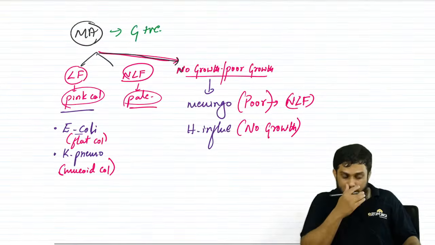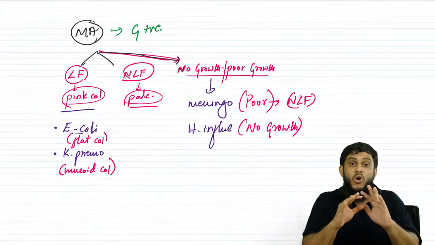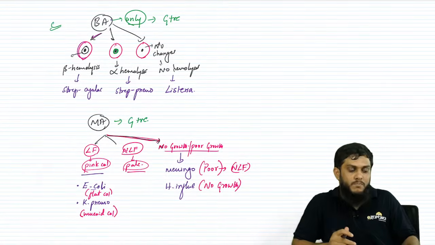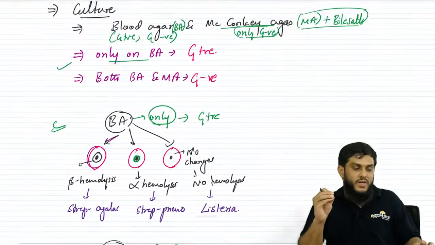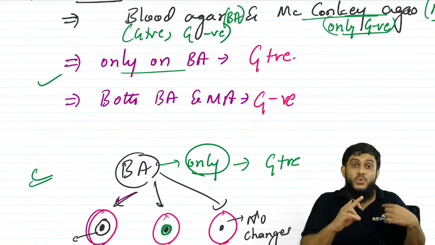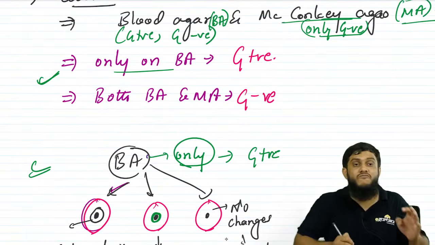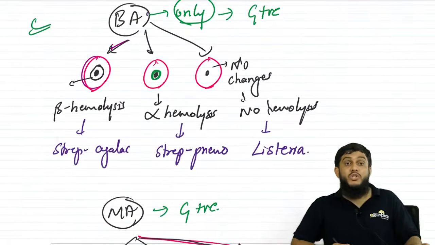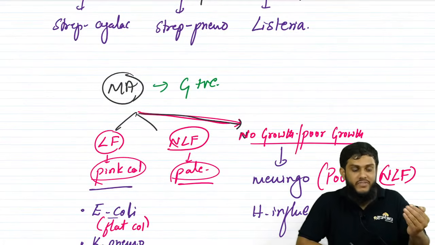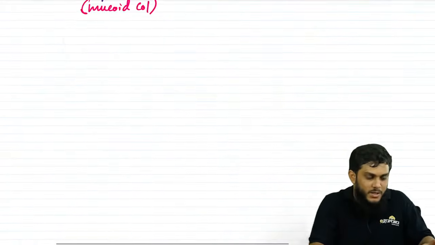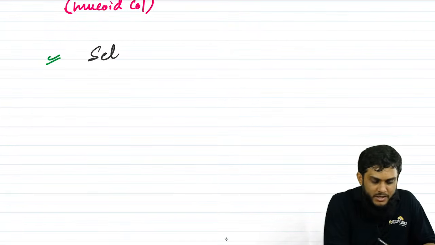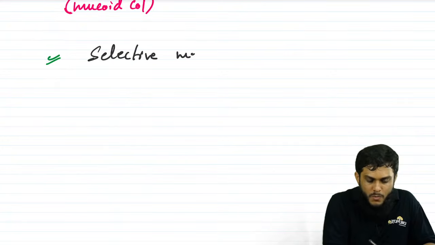So based on this, we can think of the organism by looking at the morphology of the colonies on MacConkey. This is the second important point in culture which helps us identify the causative agent. First, in culture, if the organism grows only on blood agar, it is gram positive; if it grows on both blood agar and MacConkey, it is gram negative. This is the first clue. The second clue is the morphology or appearance of the colonies on blood agar and MacConkey. The third important point in culture is the selective media.